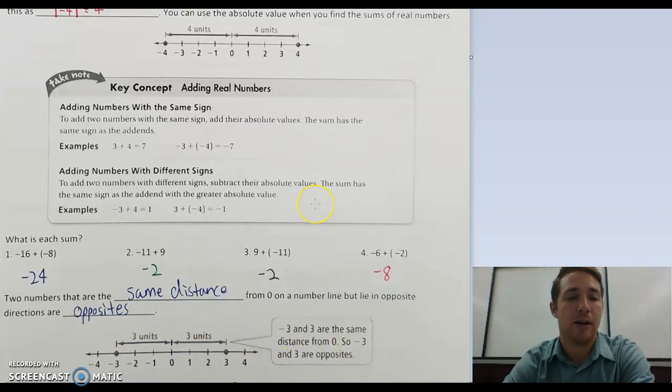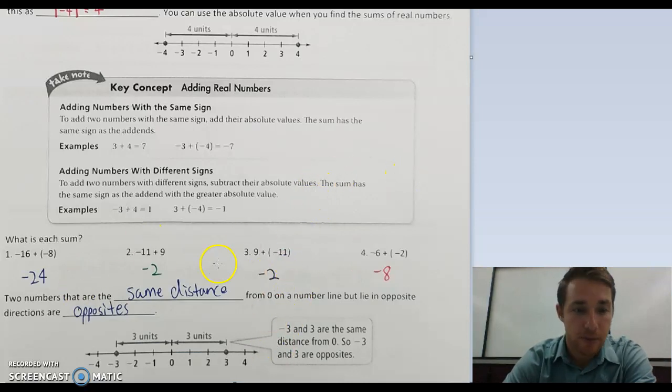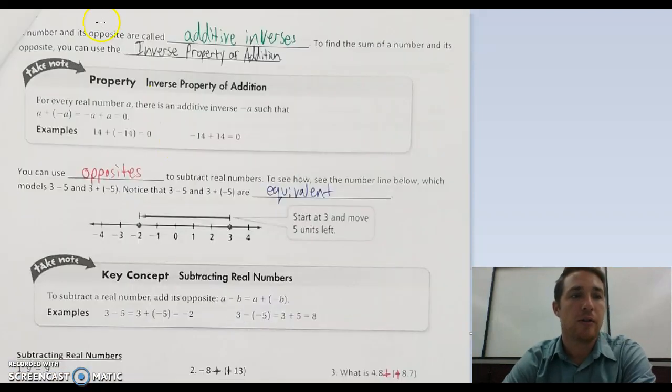They have opposite signs. So looking to our second page, a number and its opposite. So again, think 3, -3. Call those additive inverses. To find the sum of a number and its opposite, we can use our inverse property of addition. It's a long way of saying something that pretty much happens in every case.